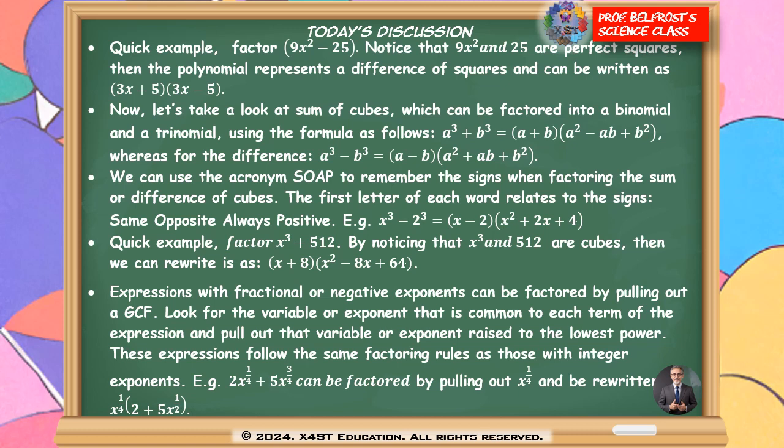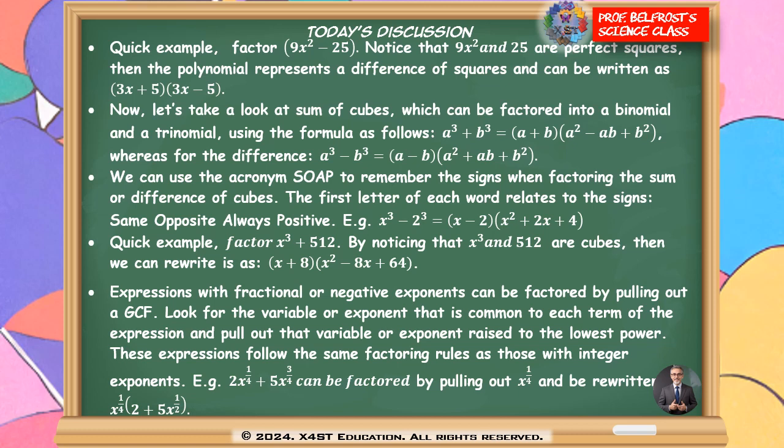Now take a look at a sum of cubes, which can be factored as (a plus b)(a squared minus ab plus b squared) for the sum, and for the difference, it is just the opposite, the conjugate. We can use the acronym SOAP to remember the signs when factoring the sum or difference of cubes.